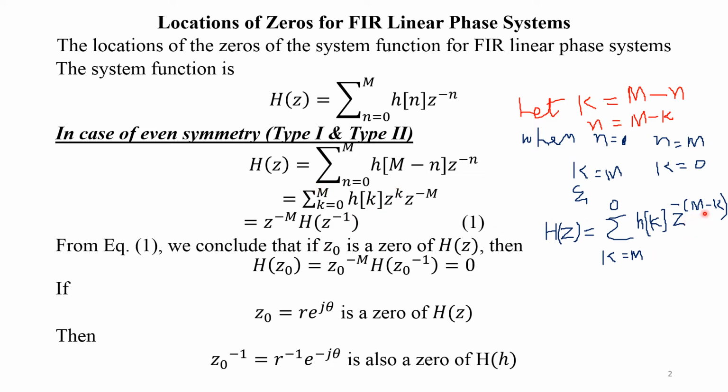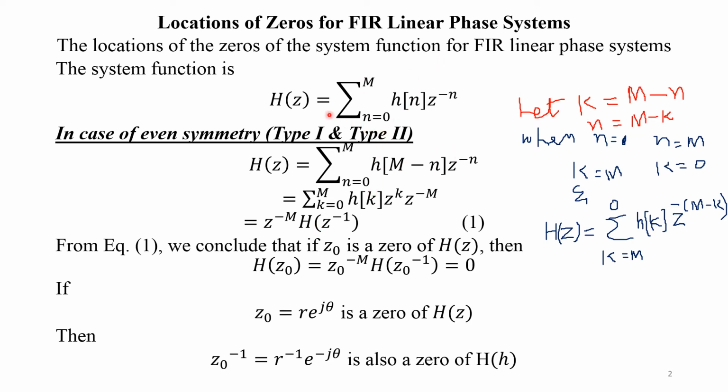Again this is h of k, and because this is z to the power minus (M minus k), when you open the bracket it will be z to the power minus M plus k. So we have z to the power k into z to the power minus M. This term is independent of k, so we can write it as z to the power minus M, times the summation k running from 0 up to M of h of k, z to the power k. This is similar to the z transform equation.